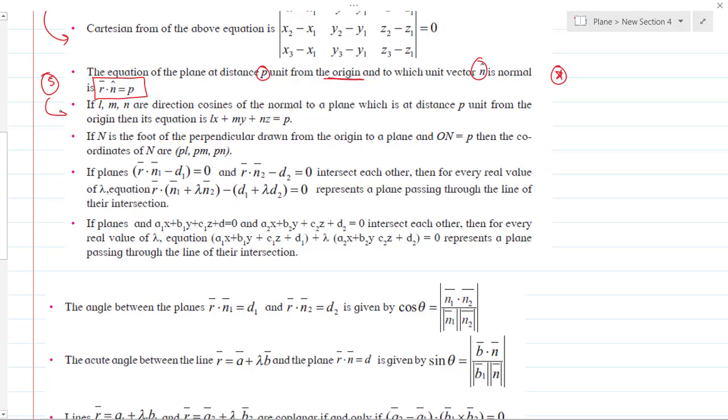Its extension is here, look. If l, m, n are the direction cosines, then what is the equation? This becomes the equation lx plus my plus nz equals p.